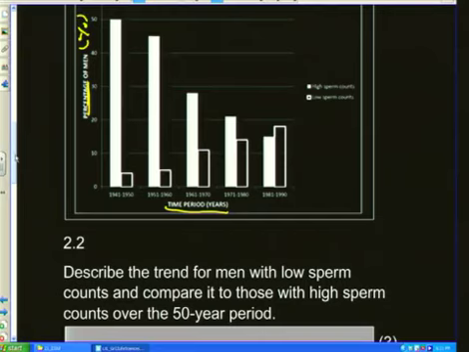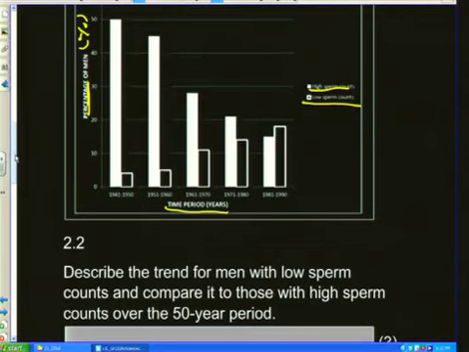Notice there's a key also. The one that is shaded, high sperm count. The one that is unshaded, low sperm count. So there's a mark for that as well. Notice the intervals, 10, 20, 30, 40, 50. They are equidistant apart. And the width of the bars are the same. And the distance from one set of bars to the other set of bars is also the same. These are all graphing skills that you need to have.